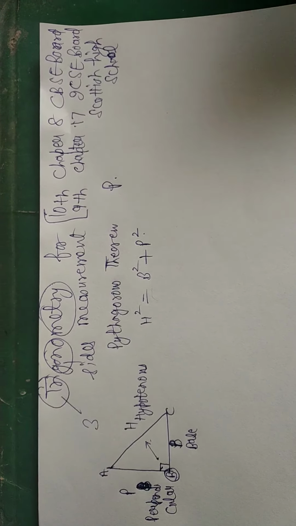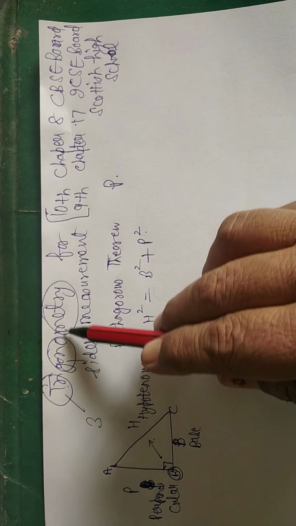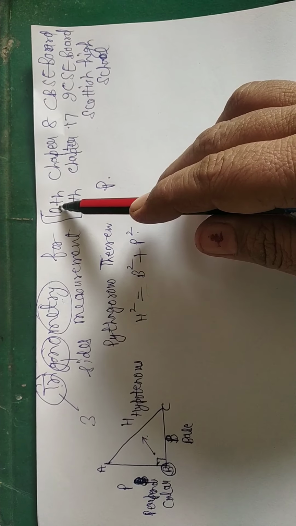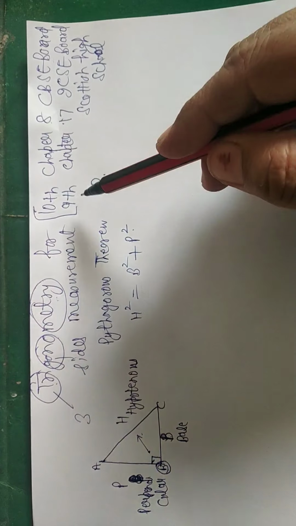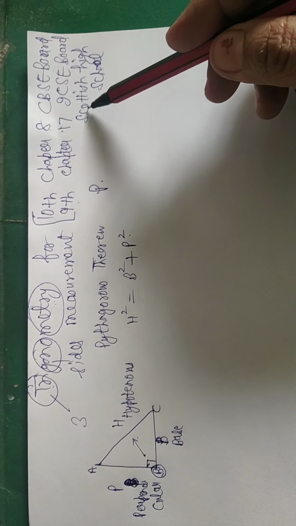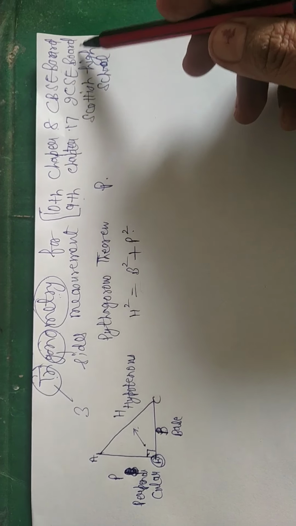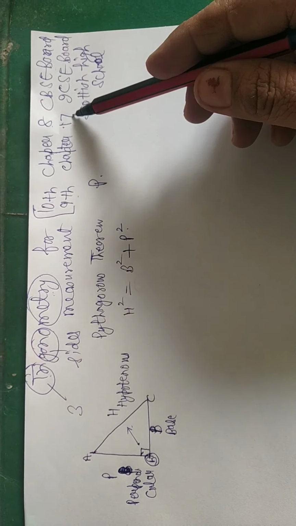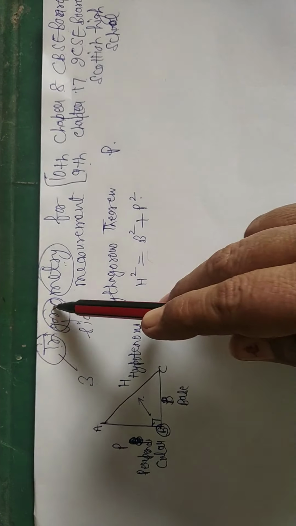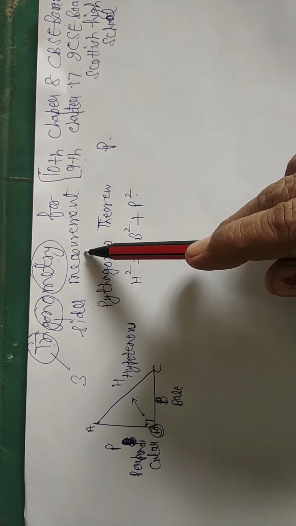So students, we are going to do trigonometry, which is chapter 8 for the 10th class CBSE board, and chapter 17 for the 9th class ICSE board. In Scottish High, there is a book, M.L. Agrawal, in which chapter 17 trigonometry is given. So let's try: tri for 3, gono for sides, metry for measurement.